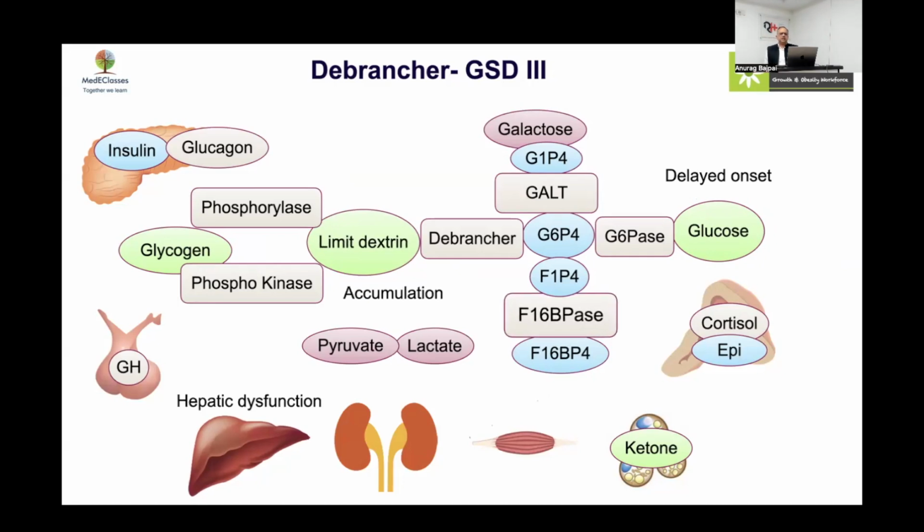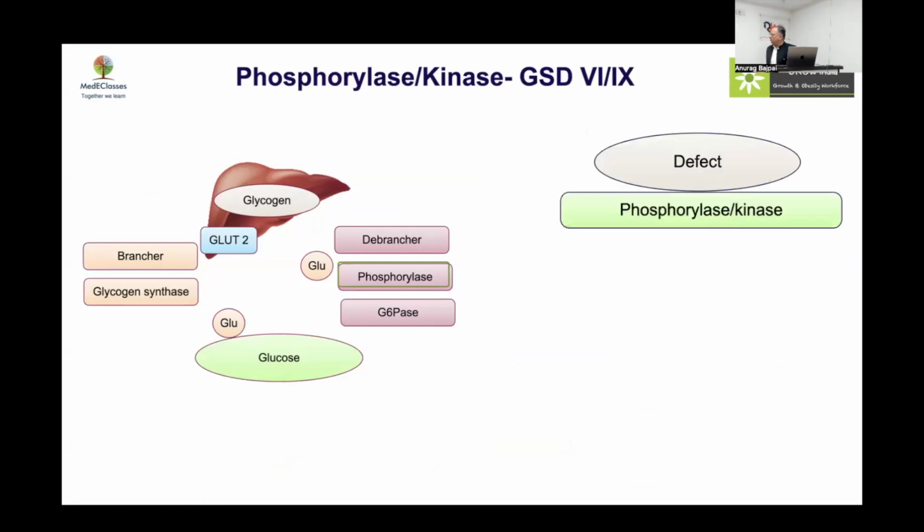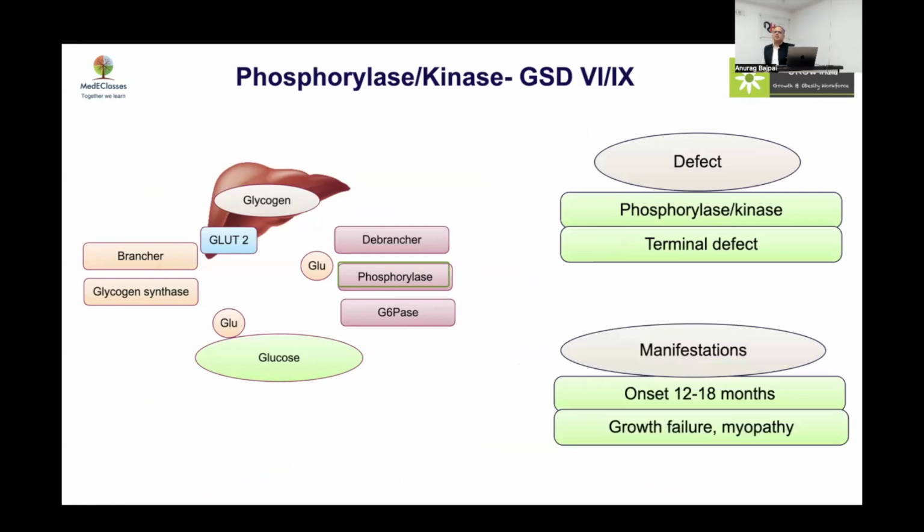This is a major presentation which will happen. And there will be myopathy because muscles also need a lot of glycogen to provide us with the energy levels in that regard. So GSD6 and 9 have a problem in phosphorylase kinase, which is a terminal defect. Manifestation is late with growth failure and myopathy.